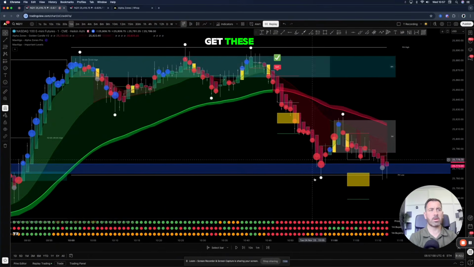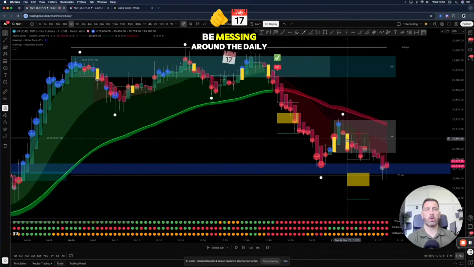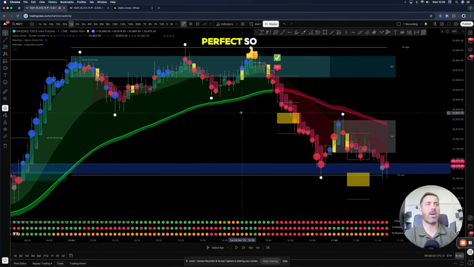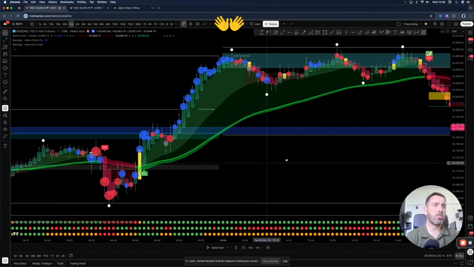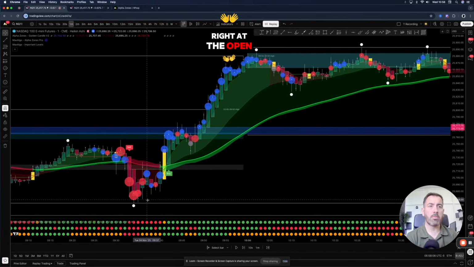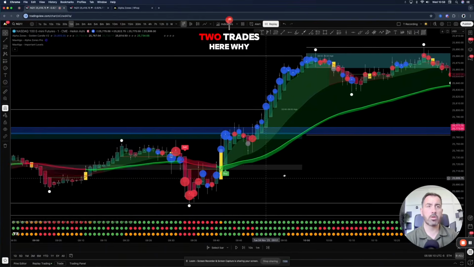And this is where you'll get these. You don't want to be messing around the Q. You don't want to be messing around the daily. Perfect. So we did have one right at the open, 2 trades here.